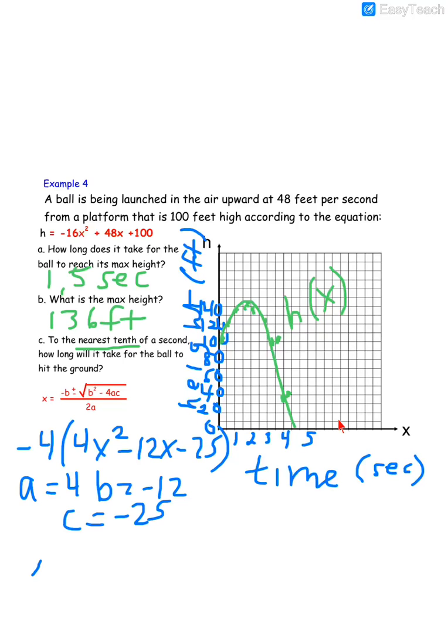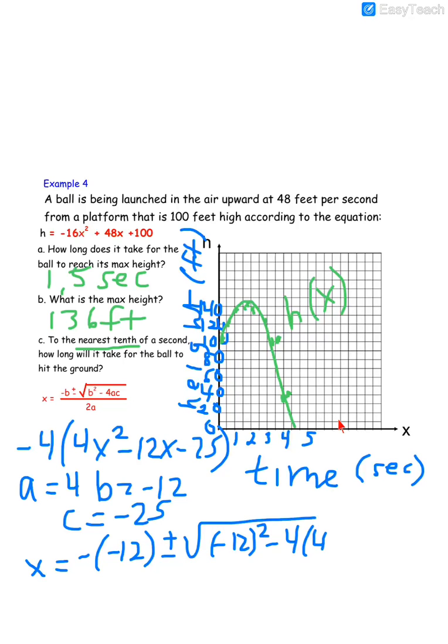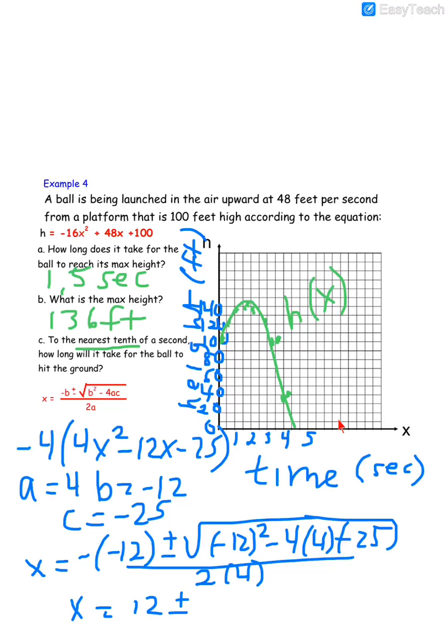And I'm going to substitute those in the quadratic formula. And I got x equals, and I'm going to do the opposite of negative 12, plus or minus the square root of negative 12 squared minus 4 times 4 times negative 25, and all over 2 times 4. And I'm going to simplify that, and I'm going to get 12 plus or minus, and under the radical, I am getting the square root of 544, and that's all over 8.